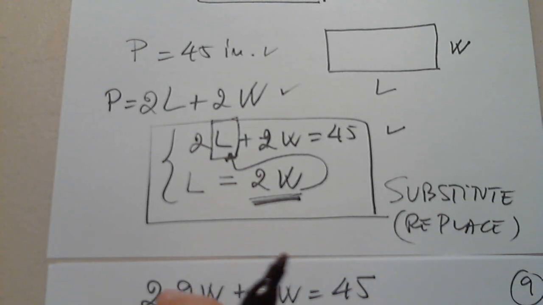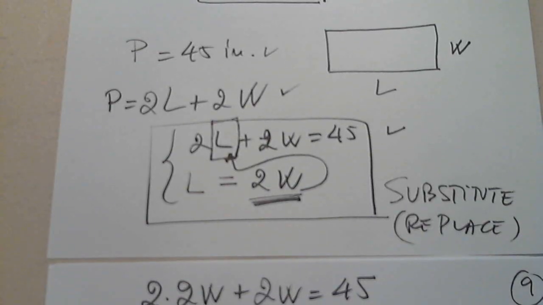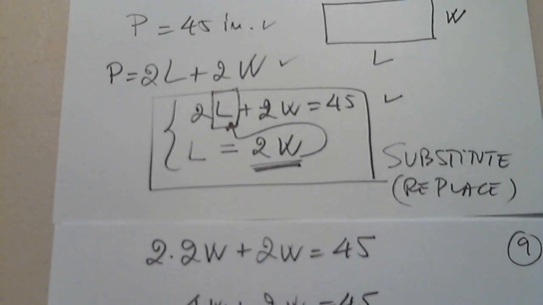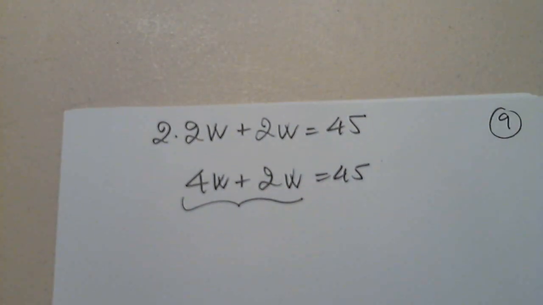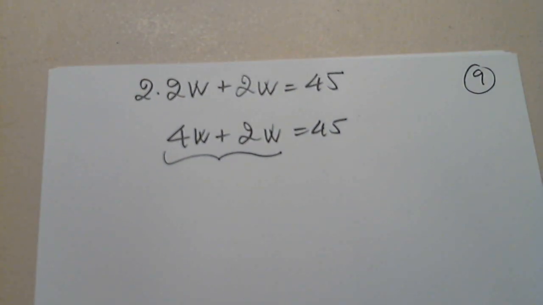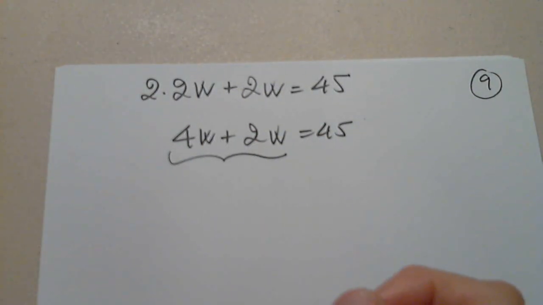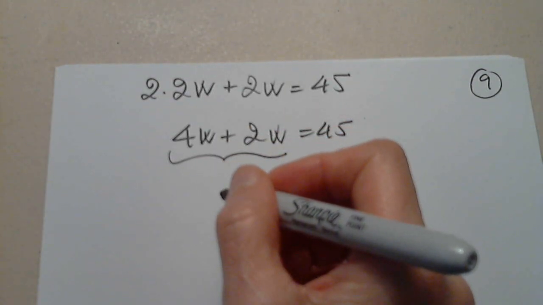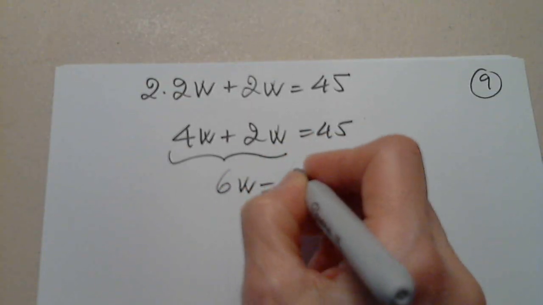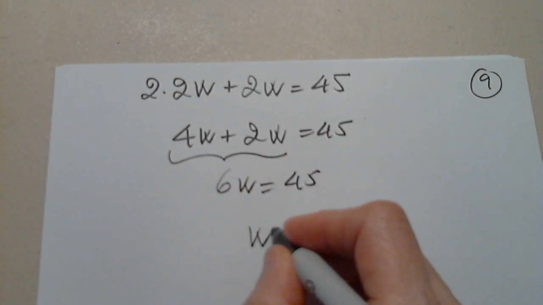Now we multiply. 2 times 2, 4W plus 2W equals 45. At this point, we have to combine like terms. How much is 4W plus 2W, please? How much is 4W plus 2W? 4 apples plus 2 apples. How much is that? 6W. 6W equals 45. We get W, how?